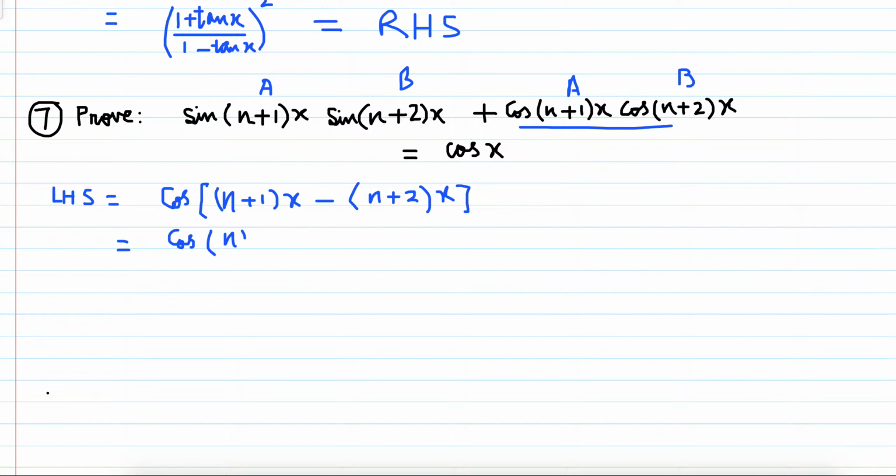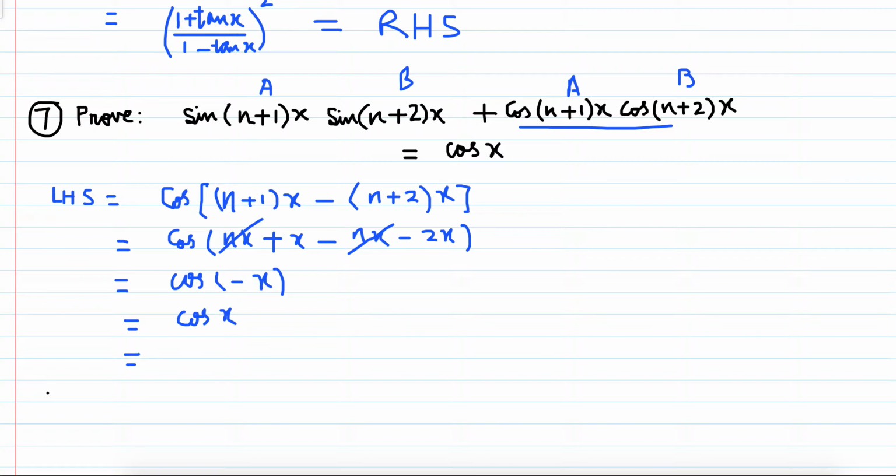So we will expand it. nx plus x minus nx minus 2x. So this nx term gets cancelled and we have x minus 2x, which is minus x. And cos minus x is the same as cos x. And this is equal to our right hand side.